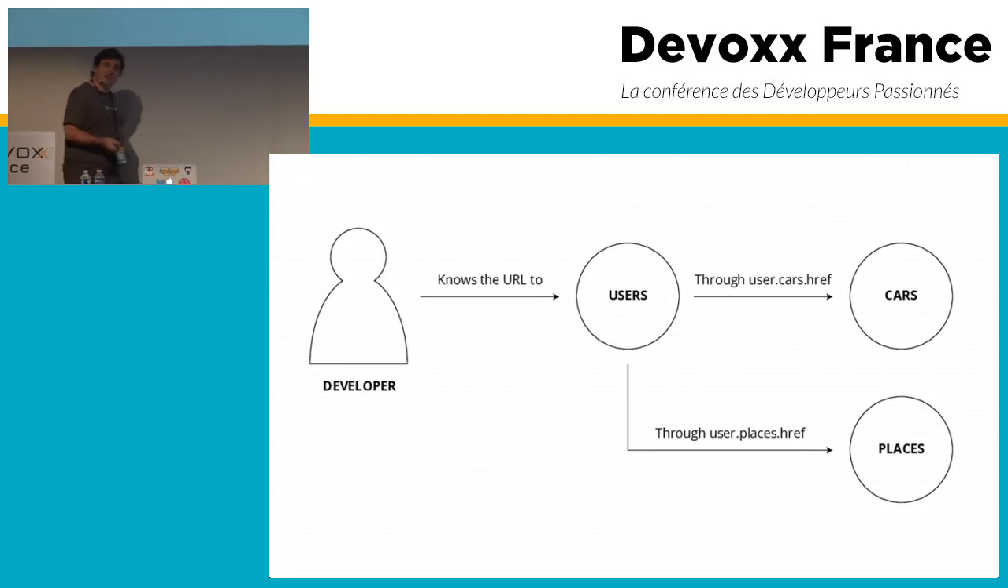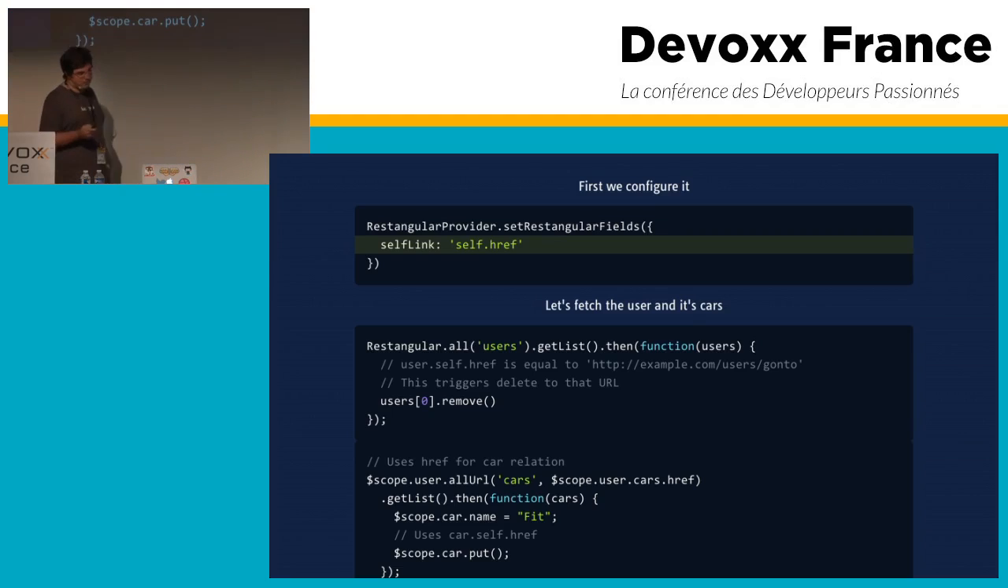And then the object that is returned from the server, which has this user, will have two fields, for example. One field will reference the list of cars, like cars.href, and then another field will reference the places. That reference will be a URL. So that means that every element, every object, will know its relationships, and it will also know the URLs of those relationships. So I thought it made sense to actually add this as well in Restangular.